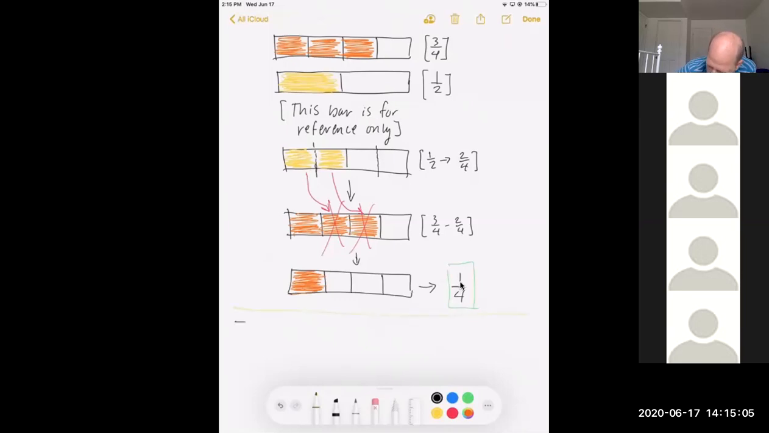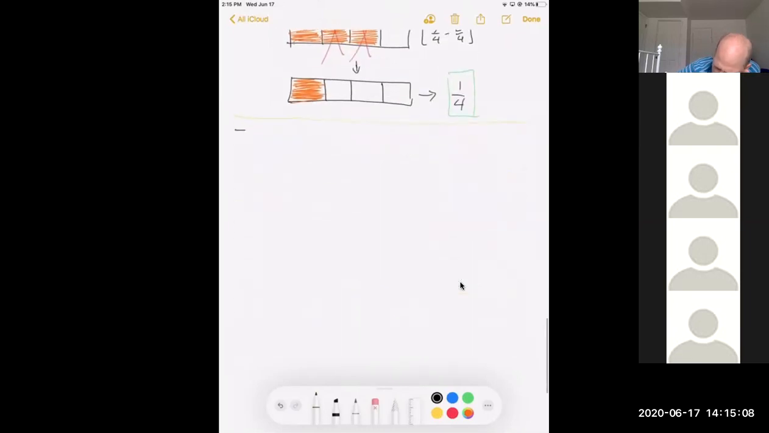Okay. When neither has a factor of the other, neither denominator is a factor of the other.